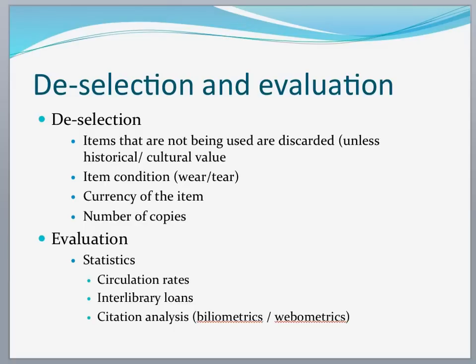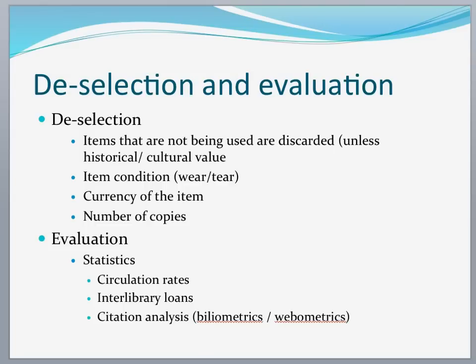Deselection and evaluation. Deselection: items that are not being used are discarded, unless of course they have a historical or cultural value. We consider the condition of the item, wear and tear, and the currency of the item. If we have new editions, why are we going to still have the old editions? Unless they have some value. And the number of copies that we have.